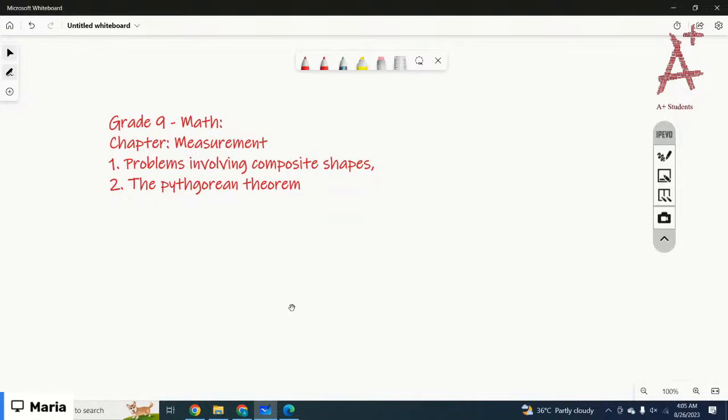So we're going to start with the chapter on measurement. The lessons we're going to cover from this chapter are problems involving composite shapes and the Pythagorean theorem. Let's start with the lesson on problems involving composite shapes.